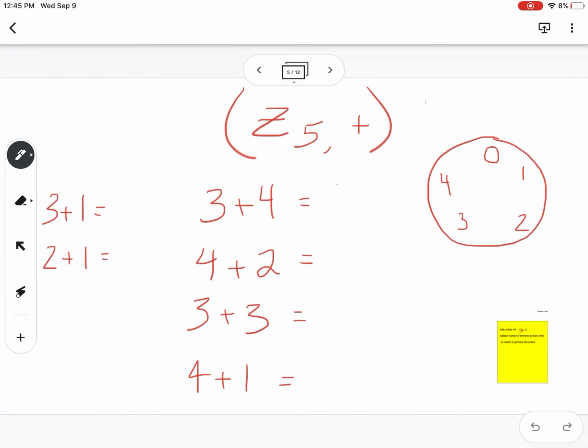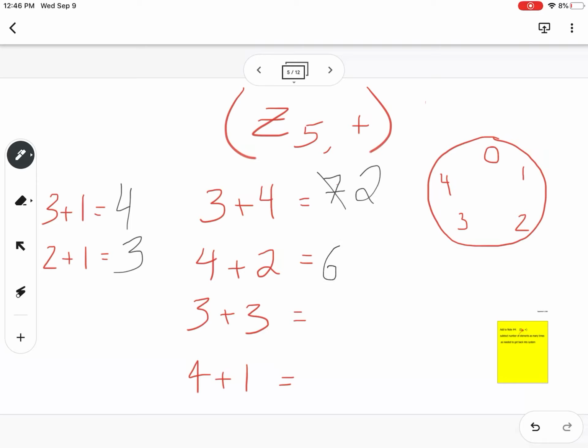So let's talk about how we do computation in a Z5 addition system. We used a clock with Johnny. We can use a clock again. So if I'm given 3 plus 1, I get 4. 2 plus 1 is 3. I'm groovy. The thing is, when I do 3 plus 4, I get 7, but I know I'm not allowed to have 7. So how would Johnny do it? He would start at 3, and then he would go 1, 2, 3, 4. Okay, so this should actually be a 2.